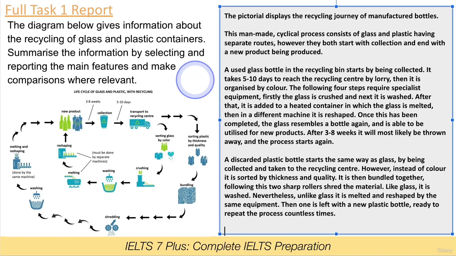Let's read this paragraph back. A discarded plastic bottle starts the same way as glass, by being collected and taken to the recycling centre. However, instead of colour, it is sorted by thickness and quality. It is then bundled together. Following this, two sharp rollers shred the material. Like glass, it is washed.